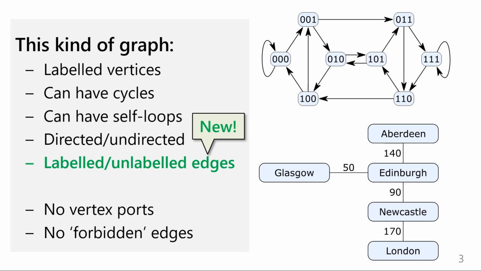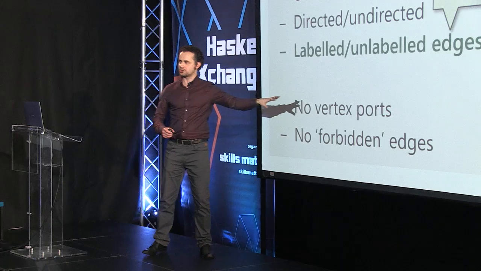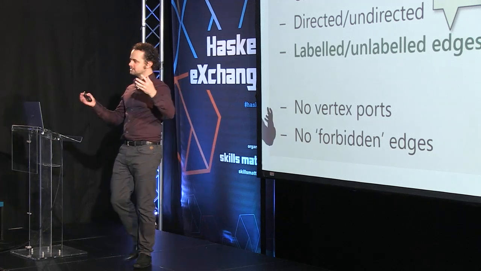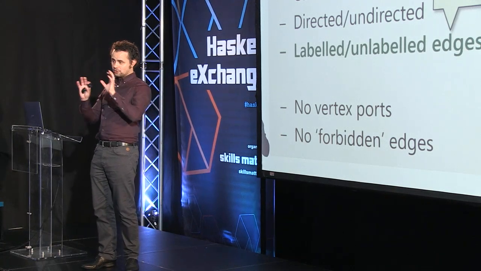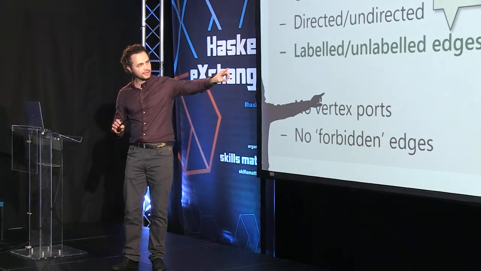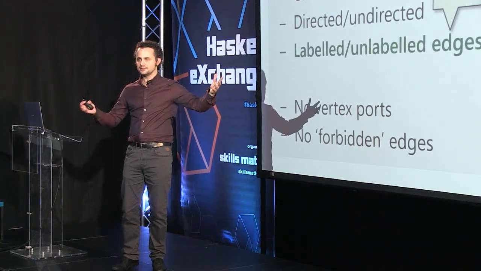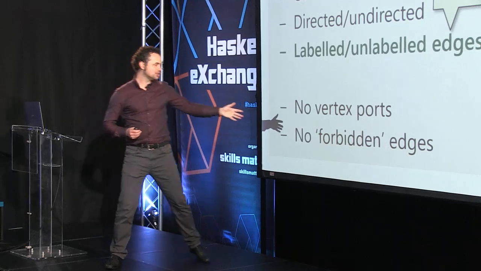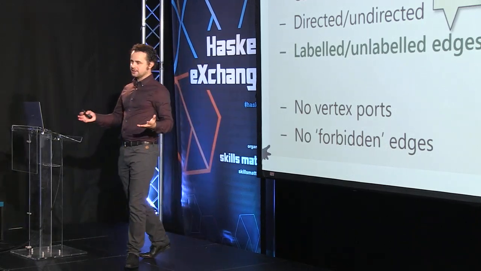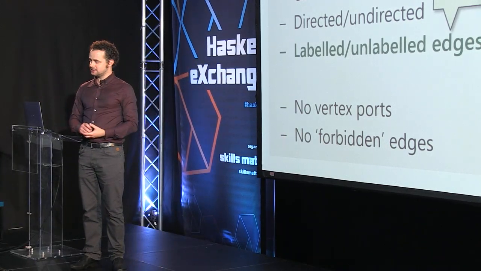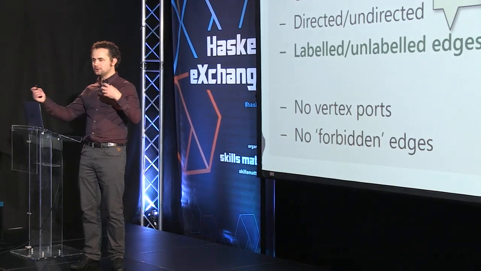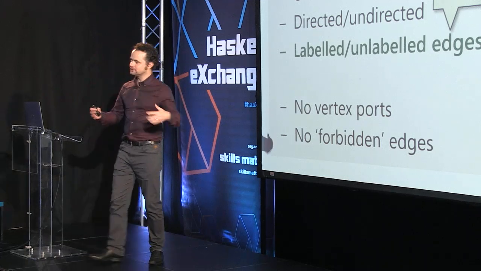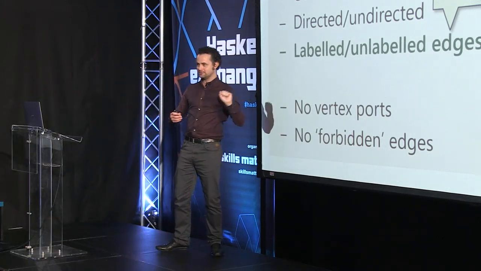Also, I want to emphasize that in the graphs I'm talking about, there are no ports. For example, if you're thinking about circuits, a vertex can have differently named ports. I don't have this. You can connect to a vertex, and that's it. You don't name the connection. And there are no forbidden edges, which you might sometimes have in other cases. For example, in Petri nets, there are two different types of vertices, and you're not allowed to connect a place to a place or a transition to a transition. So this is an untyped version in this sense.